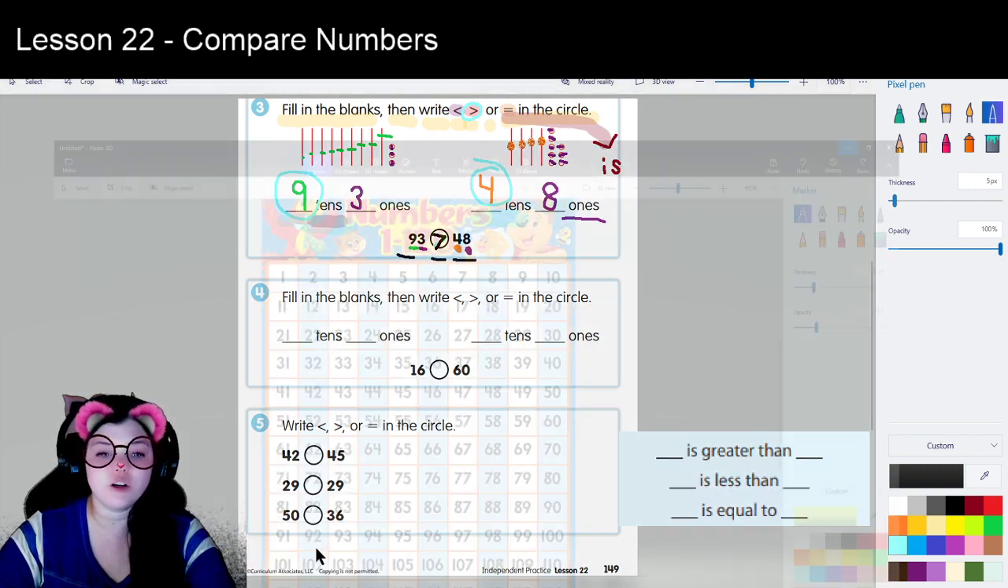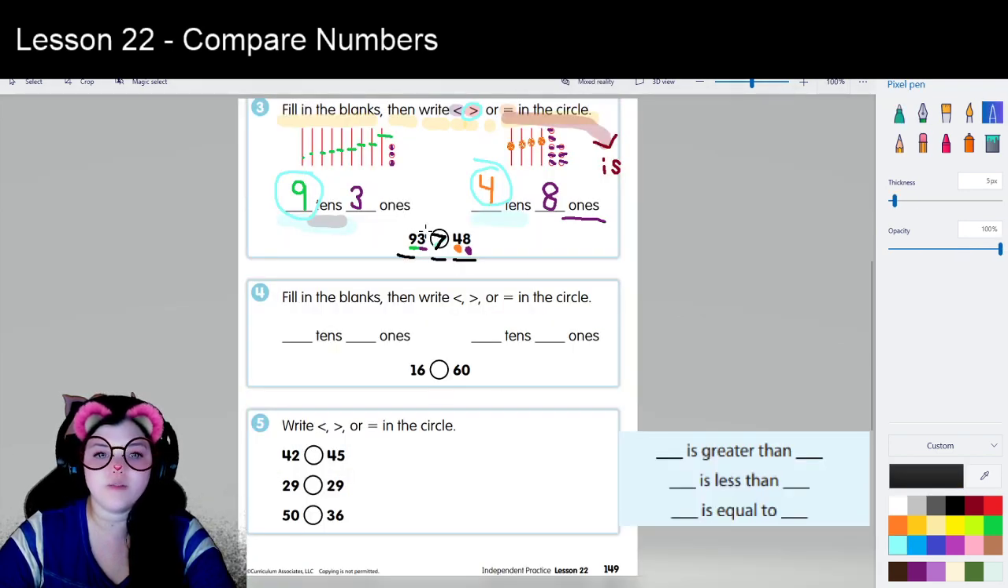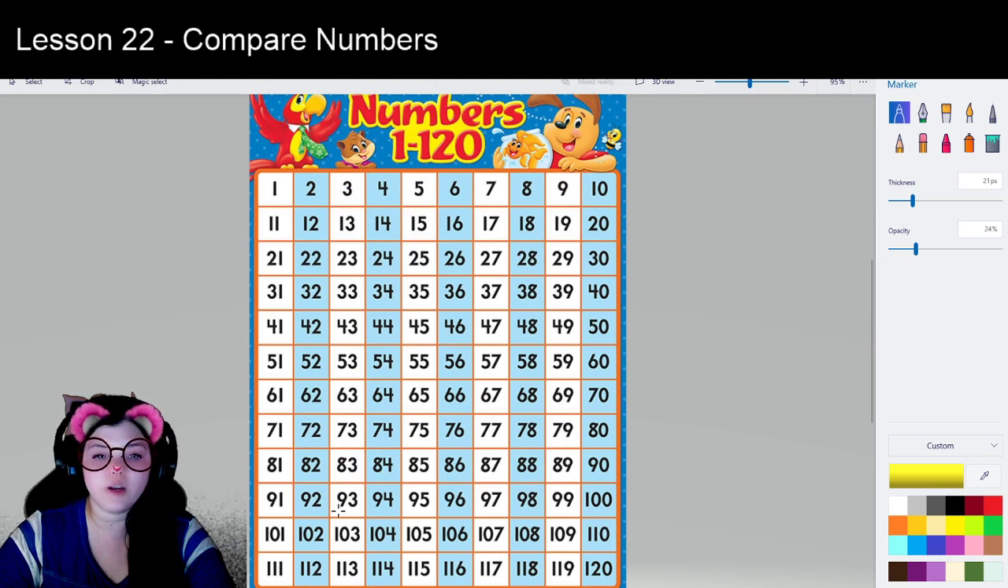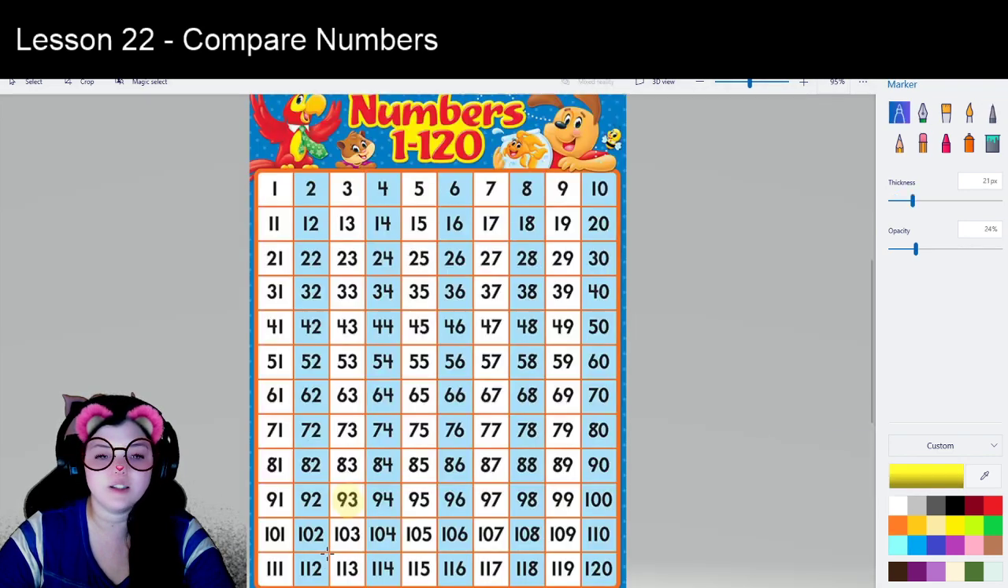You could even use your 120 chart and look at 93. Oops, I meant to say 93, not 90. 93 is right here. And then we have our second number, which is 48. And 48 is right all the way over here.